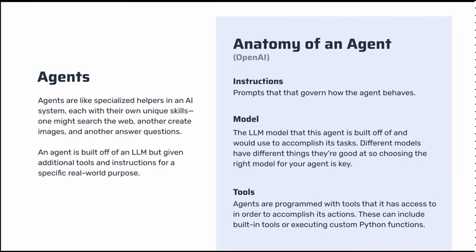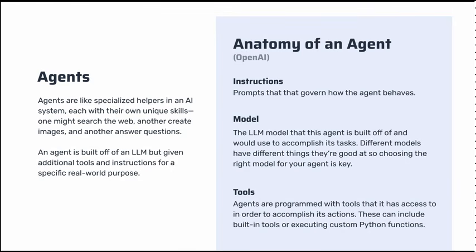So on the right here, I've shown an anatomy of an agent, and this is just what's coming from OpenAI. Different providers, I believe, may have slightly different ways of structuring or architecting their agents, but I think these are a couple of the common ones that are consistent, where you have some sort of instructions. So these are prompts that tell the agent how it behaves, what it is, and what it should do. The model, so again, the LLM model that the agent is built off of and actually uses to accomplish its tasks.